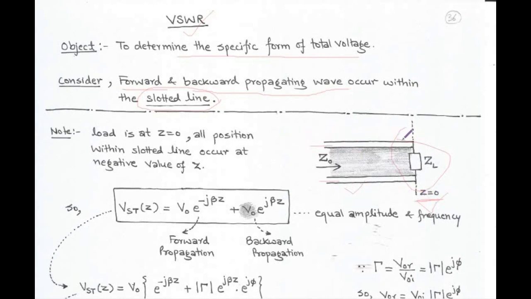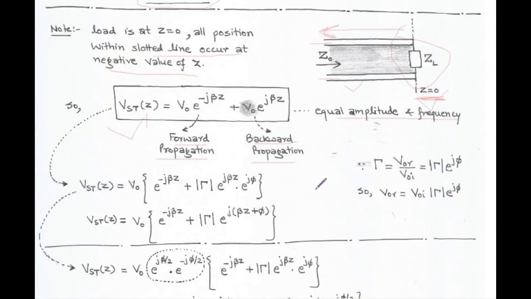So here we consider a load impedance at z equals 0, and the region z less than 0 is occupied by the transmission line, that is a negative value of z. So here the total voltage, as a function of z, is written in terms of a forward propagating wave and a backward propagating wave, both having equal magnitude and frequency, so as to determine the standing wave. So here the total voltage as a function of z is equal to V0 e to the power minus j beta z plus V0 e to the power j beta z.